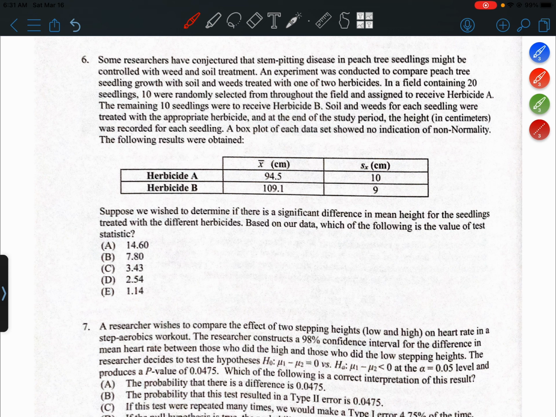Suppose we wish to determine if there was a significant difference in mean height for the seedlings treated with the different herbicides. Based on our data, what is the value of the test statistic? To find the test statistic, we would do t equals x bar 1 minus x bar 2 minus mu 1 minus mu 2 divided by the square root of a long expression. But that would be a lot of work, and since this is a multiple choice question, let's just take advantage of the functions on the calculator.